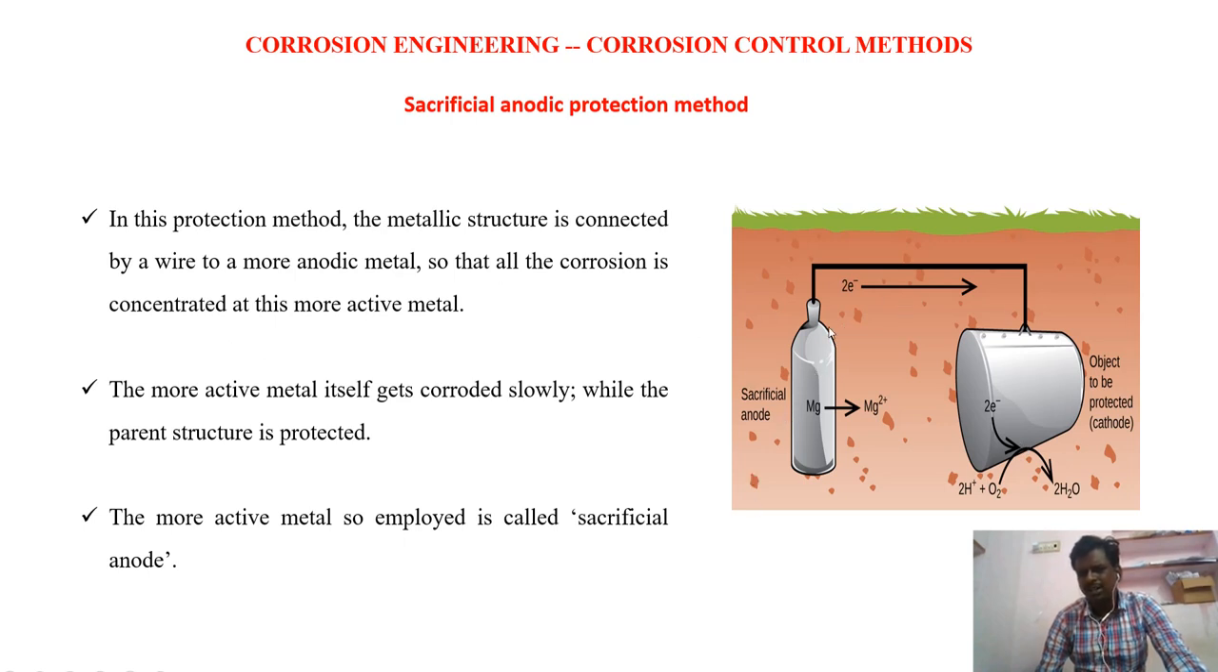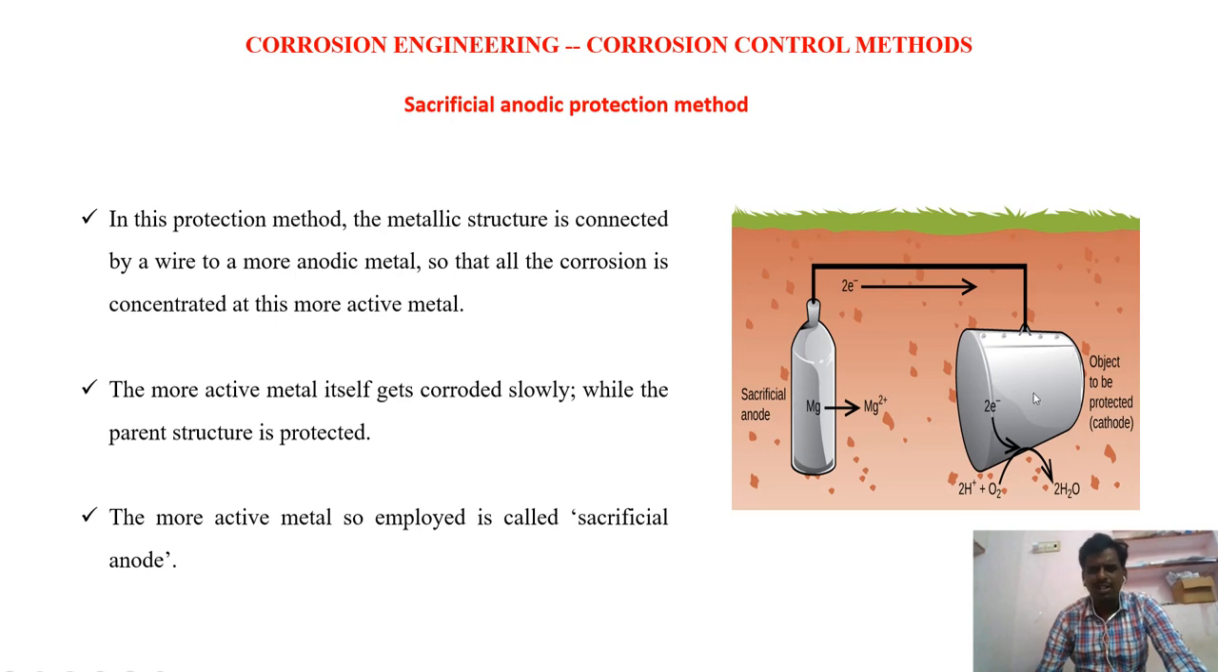So here the more anodic metal acts as a sacrificial anode. That means this more anodic metal undergoes corrosion rapidly and releases electrons. These electrons are consumed at the cathode by the corrosive agents. So overall, the cathodic metal is protected now.